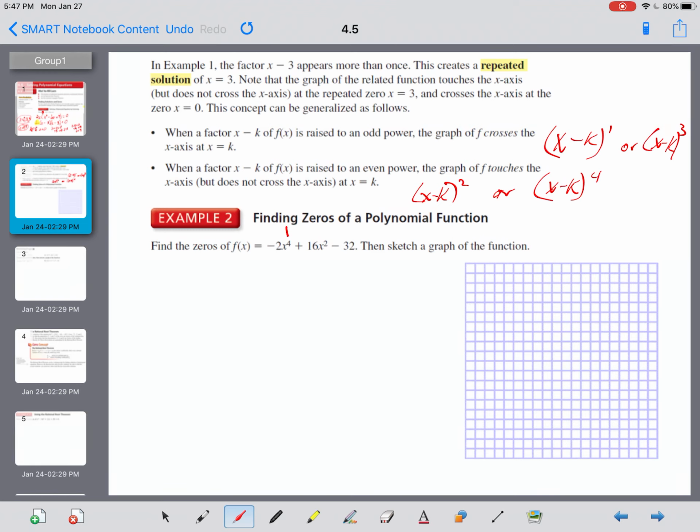We need to know the degree. We need to know how many answers there should be. We should have 4 answers. So x is going to equal 1, 2, 3, 4 things. We're going to write all of them in those blanks right there.